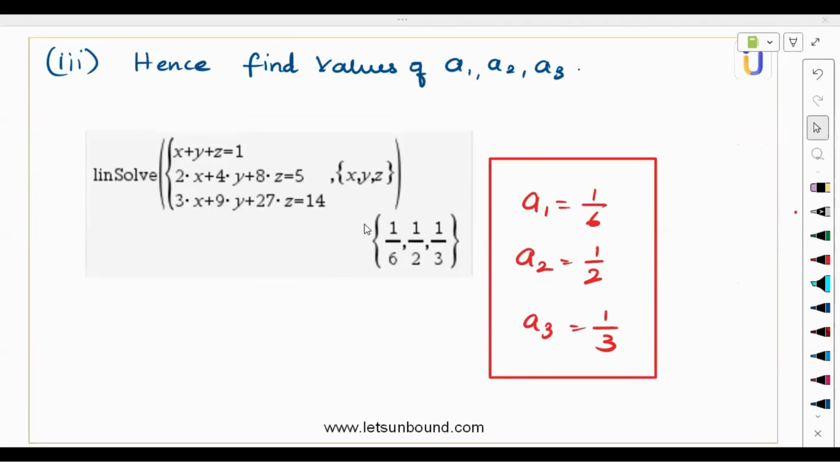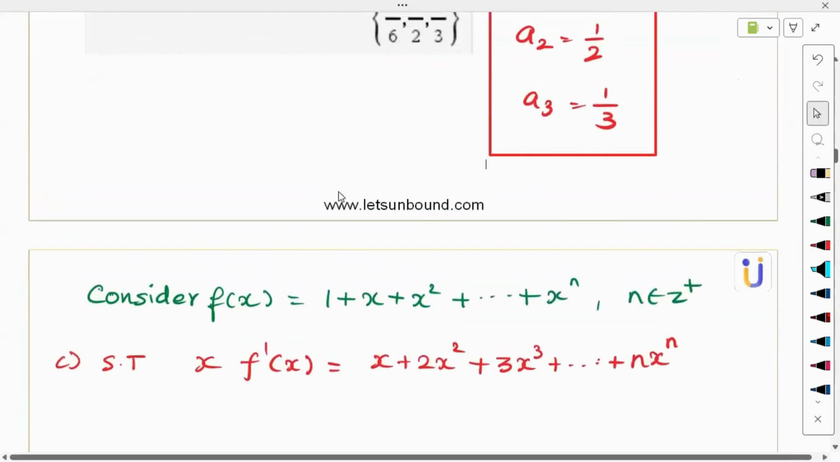Okay. So in the next part, we have... right. So moving to the next part.